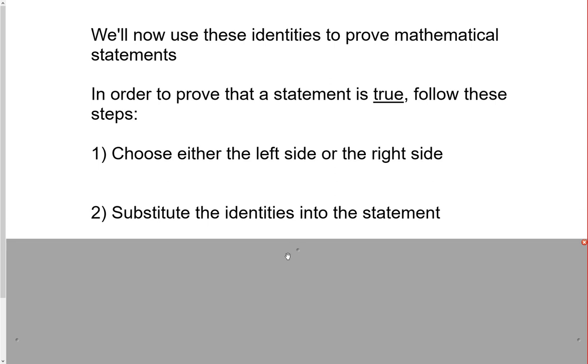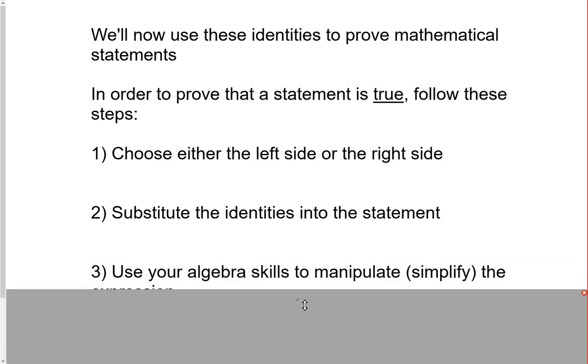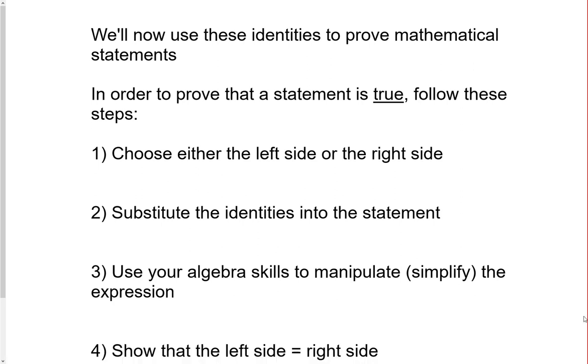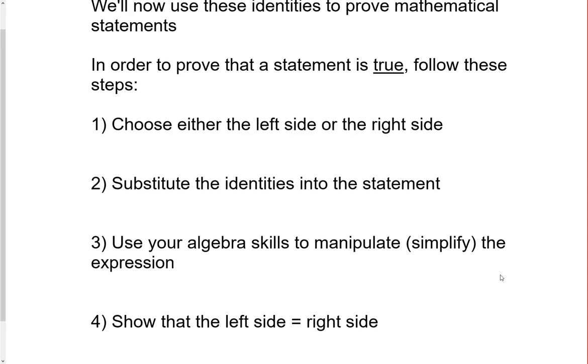We're going to substitute our identities in. So if I see a tangent theta, I might sub in sine over cos where tangent was. If I see a 1, I could sub in sine squared plus cosine squared where that 1 was. Then I'm going to use my algebra skills to manipulate and simplify the expression, and show that the left side equals the right side. Then I'll put my little therefore statement at the end. So these are the steps I'm going to follow, and let's go through a question right now where we follow these steps.